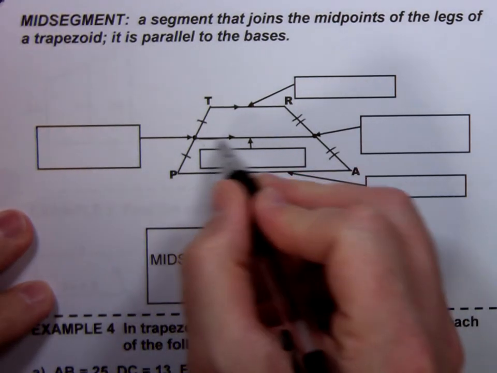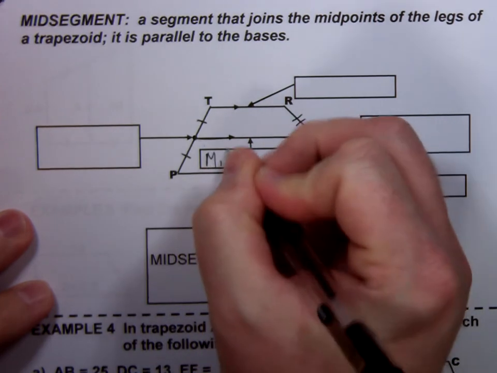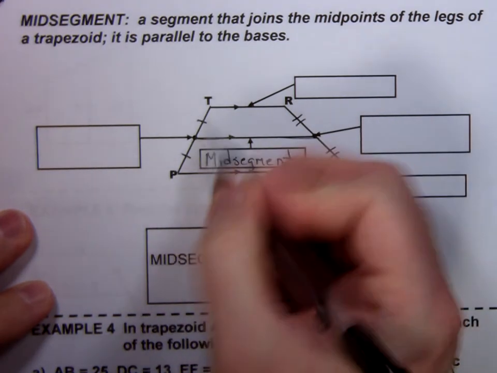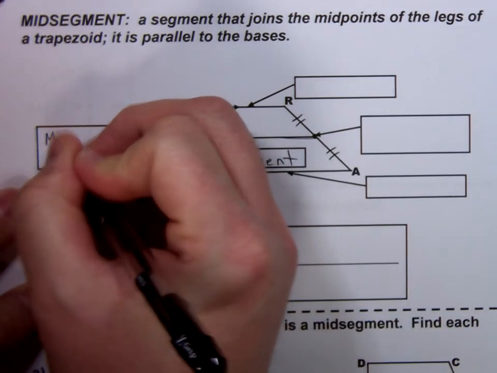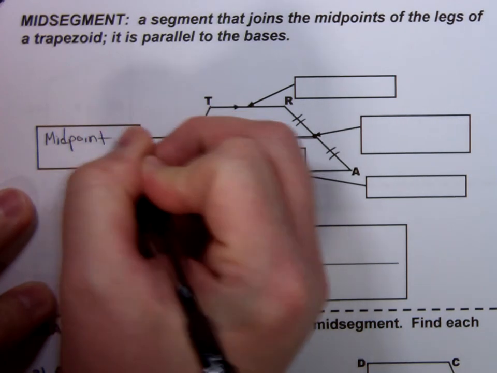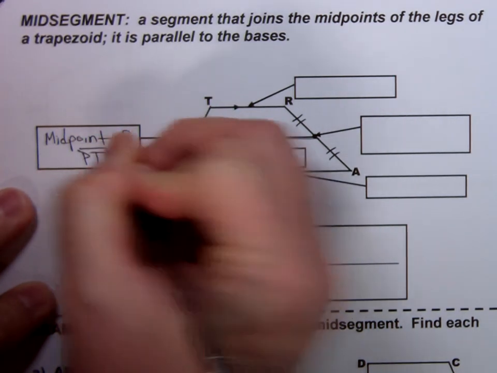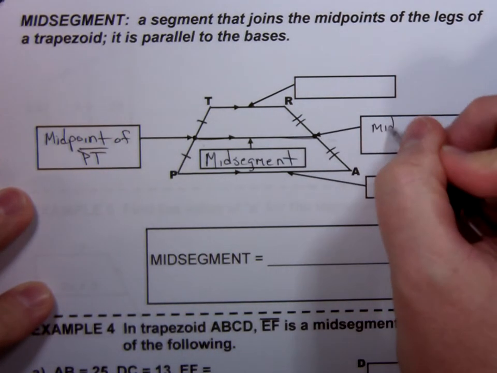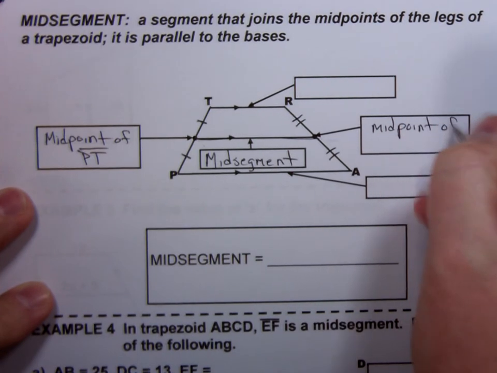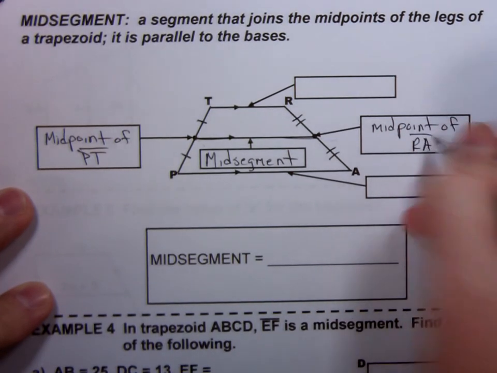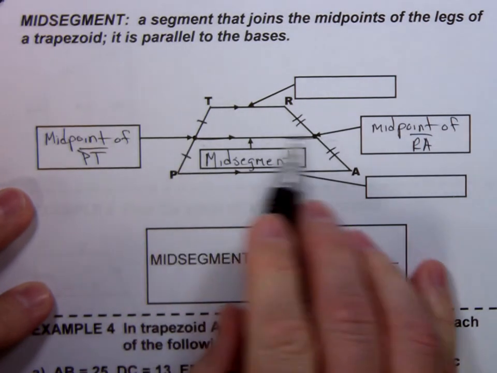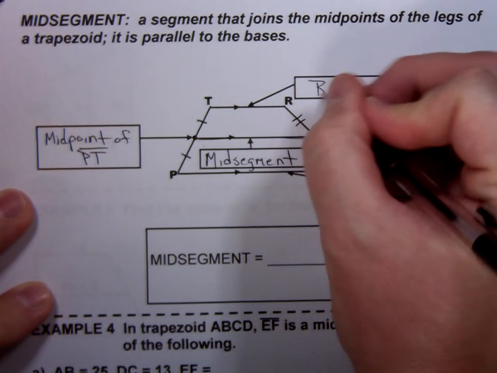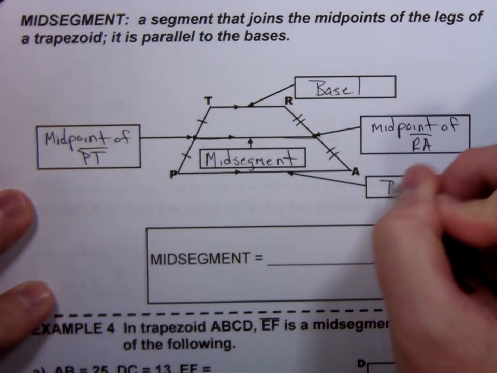So this right here is the mid-segment, because it's going from the midpoint of line segment PT to the midpoint of line segment RA. So the mid-segment goes from the midpoint of one leg to the midpoint of the other leg. And then remember, the parallel sides are the bases. So here's base 1 and here's base 2.